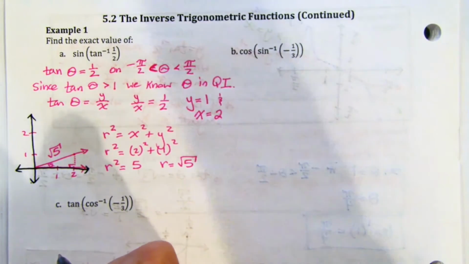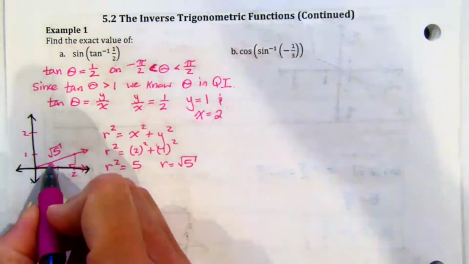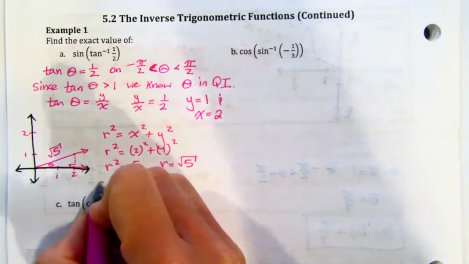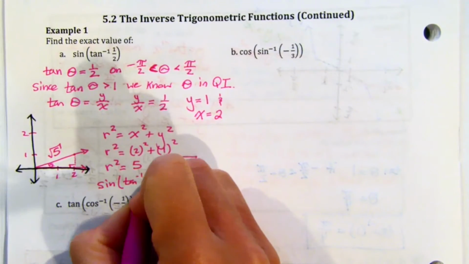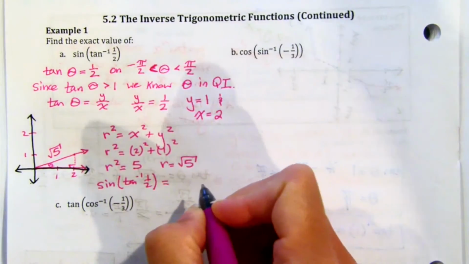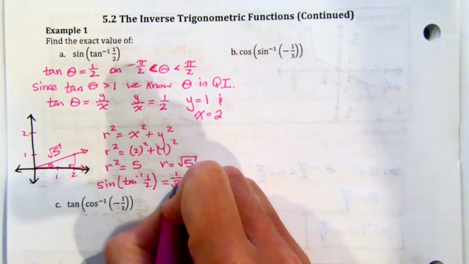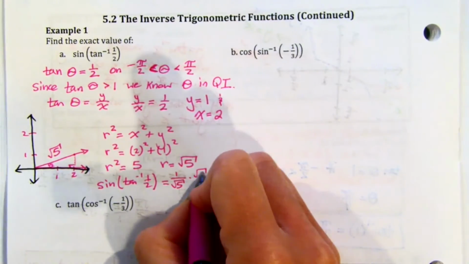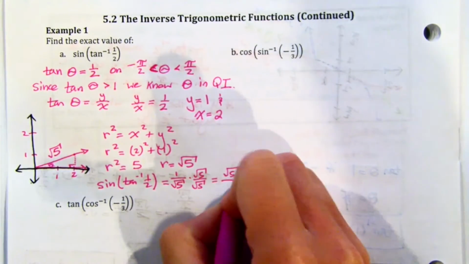So in order to do that, we are going to find the sine. The sine is opposite over hypotenuse. So the sine of the inverse tangent of 1/2 ends up being our y value, which is 1, over our r, square root of 5. And we have to rationalize that. So we multiply by the square root of 5 over the square root of 5 to get an answer of the square root of 5 over 5.